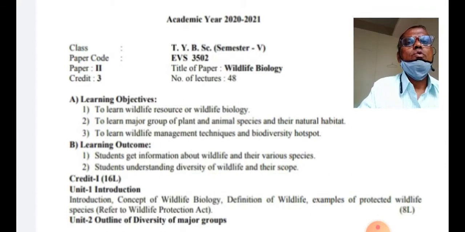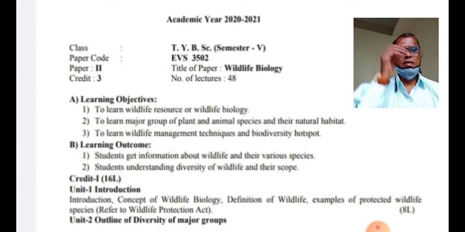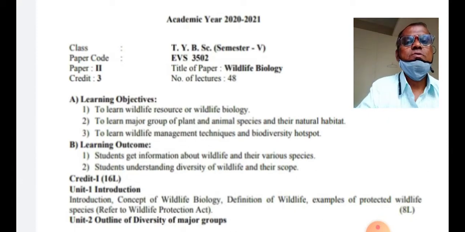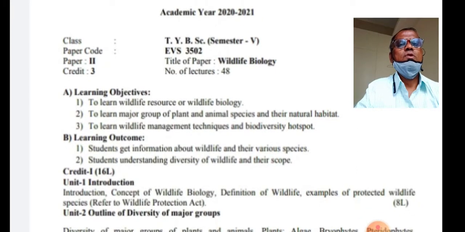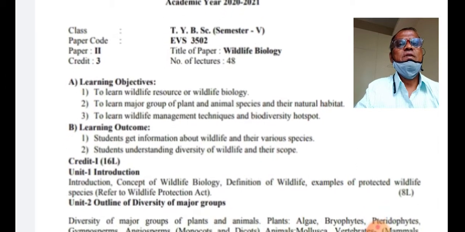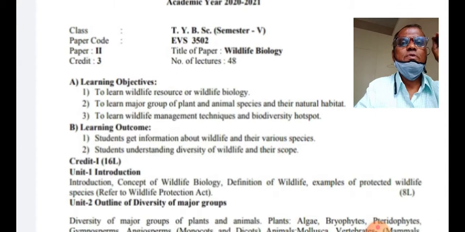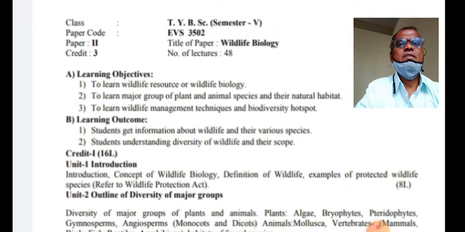Paper number 2, the title is Wildlife Biology, and we have to take a minimum of 24 lectures, because one lecture carries the weightage of 2 lectures. As per this online lecture, the syllabus is very nice, and this is your first batch. In this paper, I will take the observation. There are 3 credits.